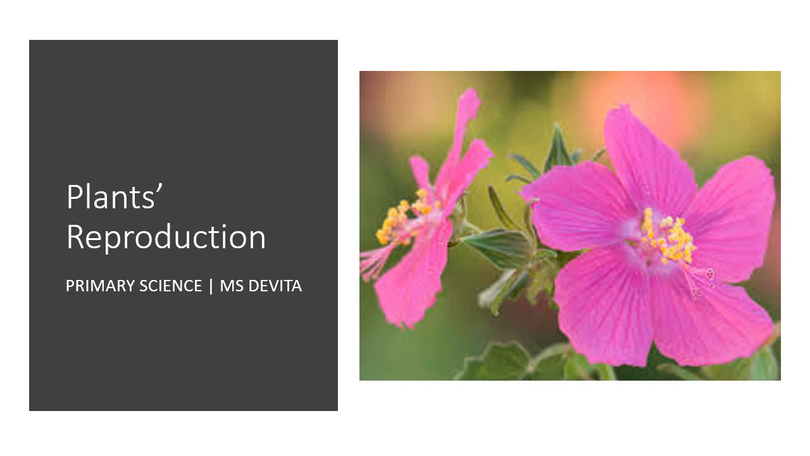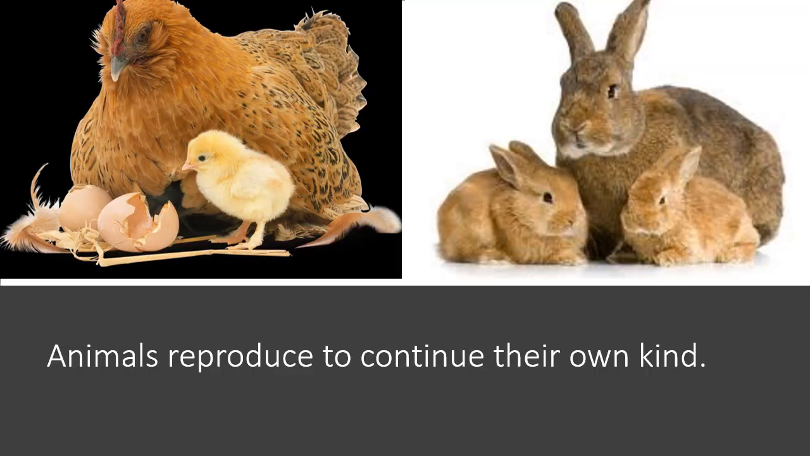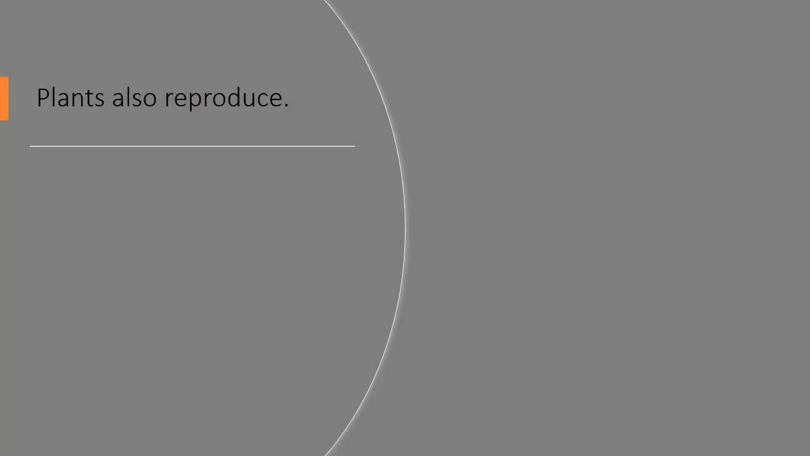In this video, we're going to talk about plants reproduction. Living things reproduce to continue their own kind, and so do the animals. Some animals reproduce by laying eggs or giving birth to live young, or they may do both of these. Not only animals, plants also reproduce.